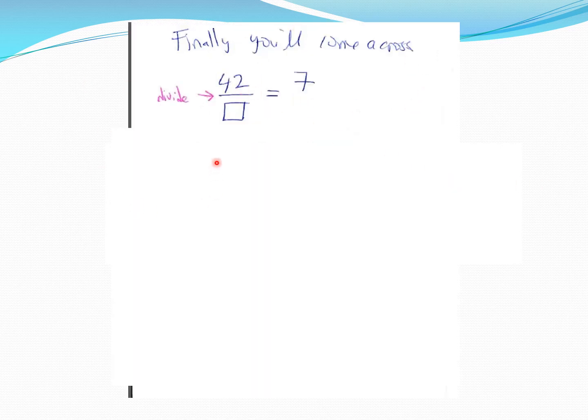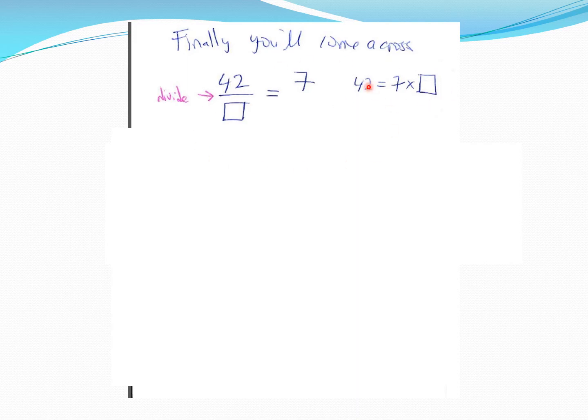And finally, we might come across an example like this. 42 over a box equals 7. So 42 divided by box equals 7. What value goes into the box this time? Okay, so 42 divided by something is equal to 7. What do we divide 42 by to give us 7? Well, obviously, 42 is equal to 7 times something.